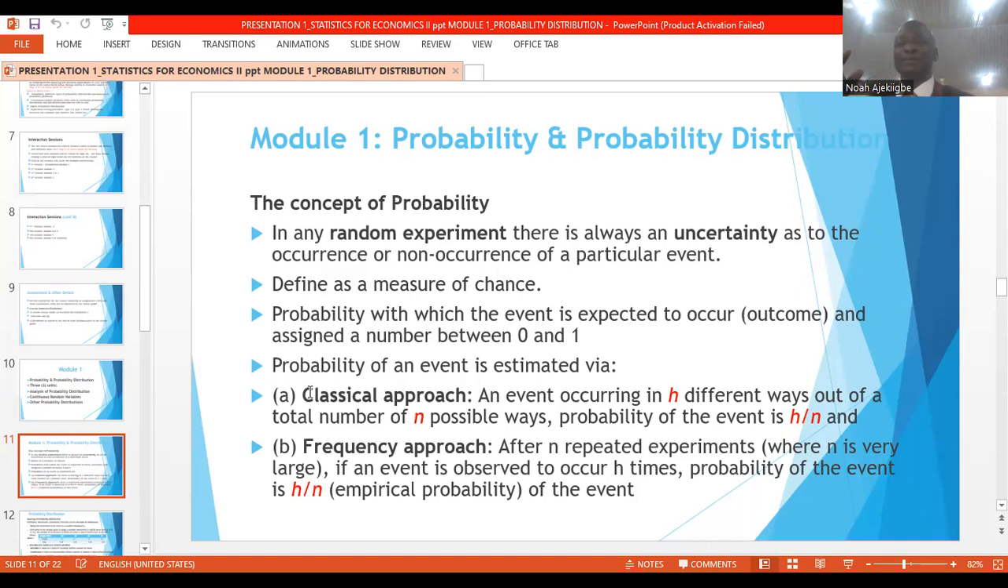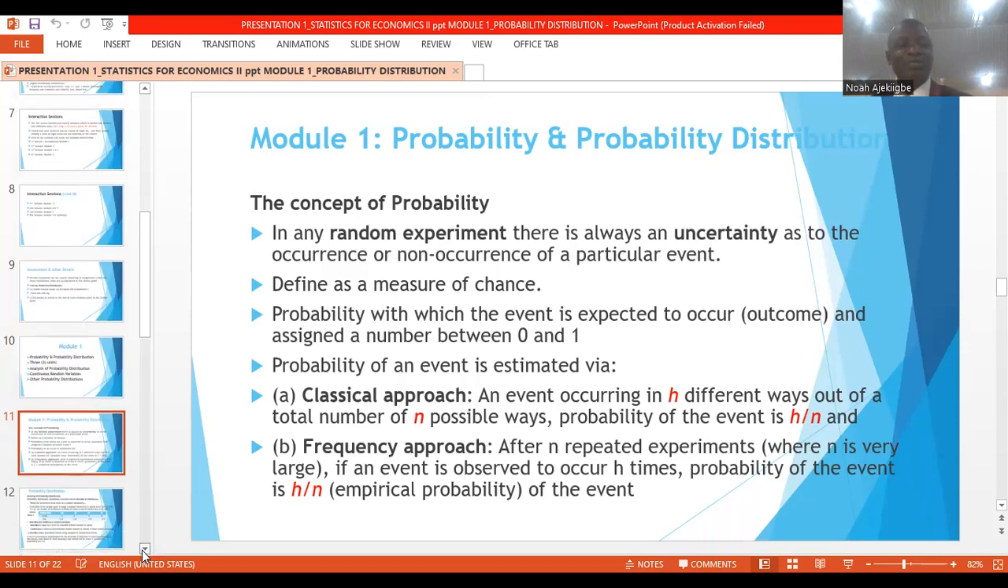So we're taking a fraction of how many different ways it can occur and the total number of possible ways it can occur, H over n. In the same way, in the frequency approach, after n repeated experiments, when n is very large, if an event occurs H times, the probability that the event will occur, which is more or less an empirical probability since you are now doing an experiment, is H over n. That means the probability is H times over the total number of possible ways, still H over n.